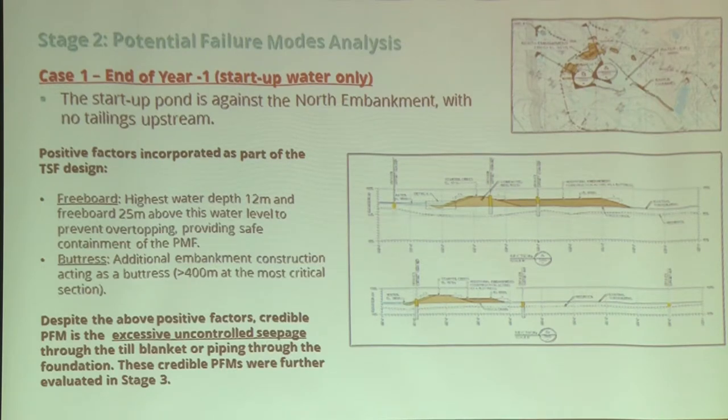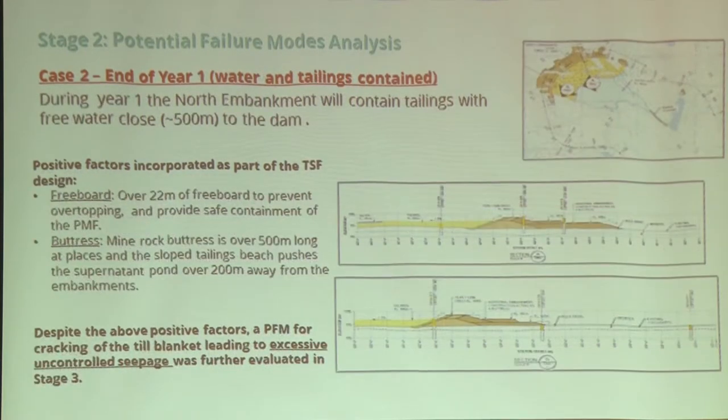So the startup analysis in year one, when it's just water against the embankment, there's potential for that water to move through and have kind of a seepage failure through the embankment. And they determined that that water would be captured in the seepage ponds below and have a minimal impact downstream. Another analysis with the tailings now against the embankment, the water further away, and with the buttressing here, again there was no real failure, but the potential for seepage moving through the embankment.